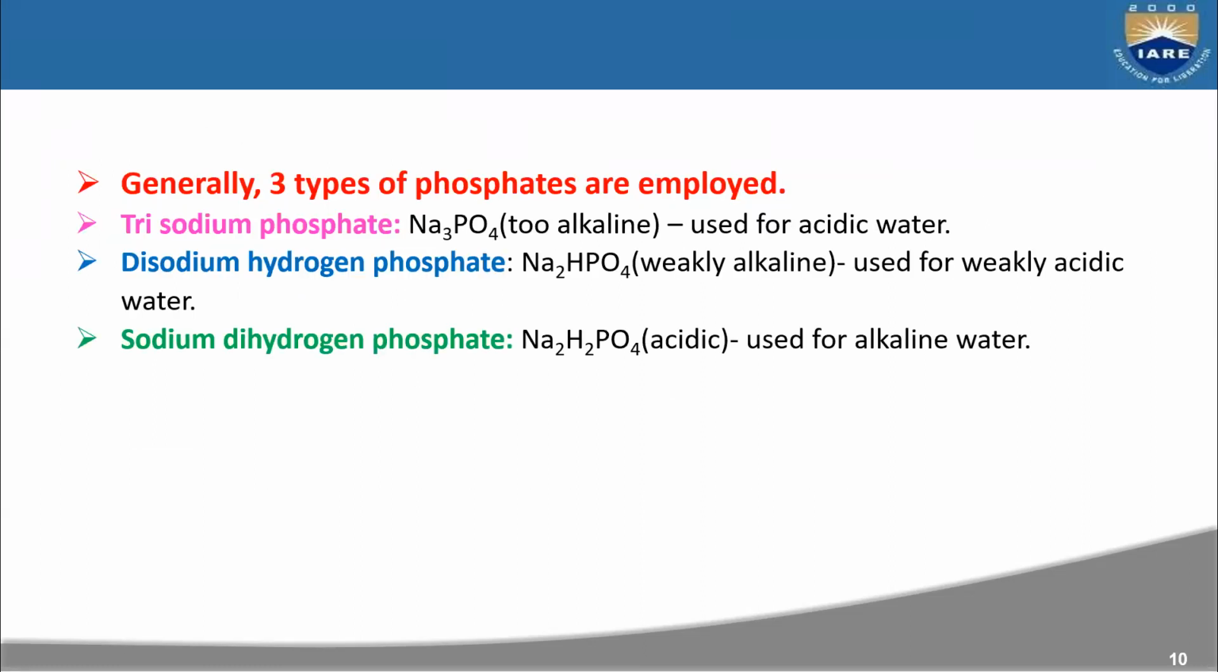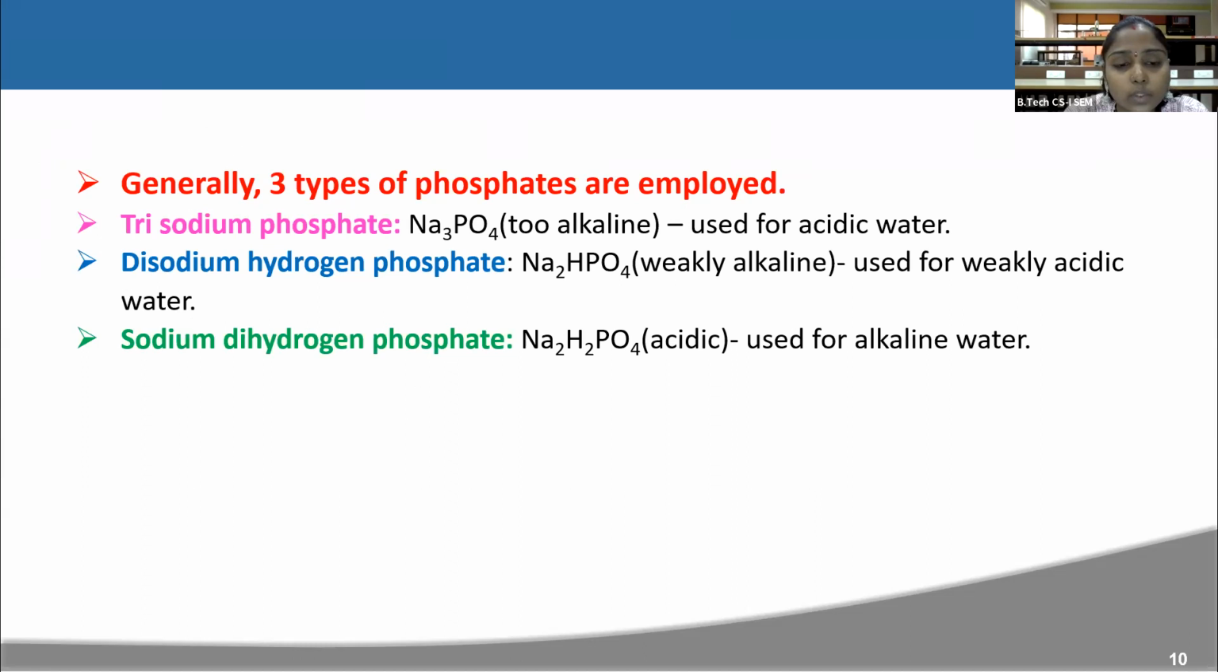The phosphates are trisodium phosphate, disodium hydrogen phosphate, and sodium dihydrogen phosphate. Trisodium phosphate is strongly alkaline, that's why we add it to acidic water. Disodium hydrogen phosphate is weakly alkaline, so we add it to weakly acidic water. Sodium dihydrogen phosphate is acidic in nature, so we add it to alkaline water.